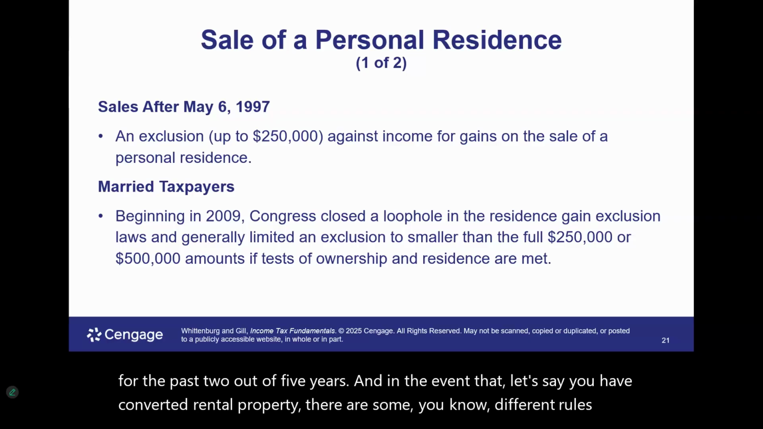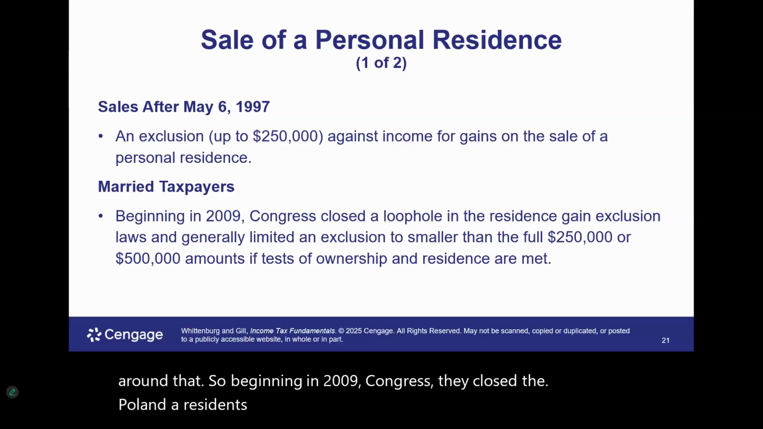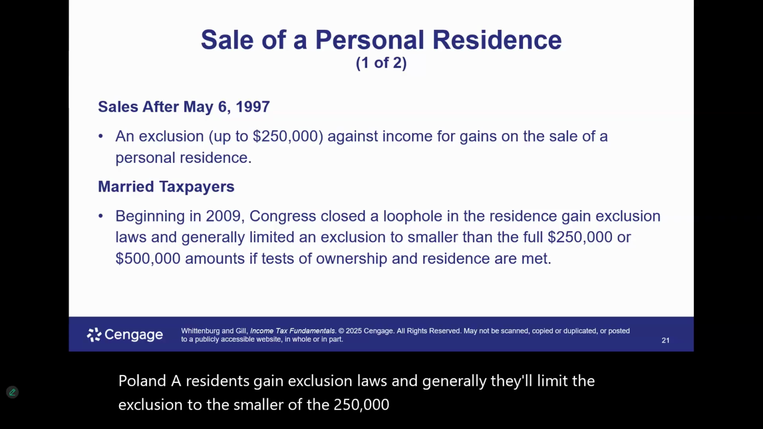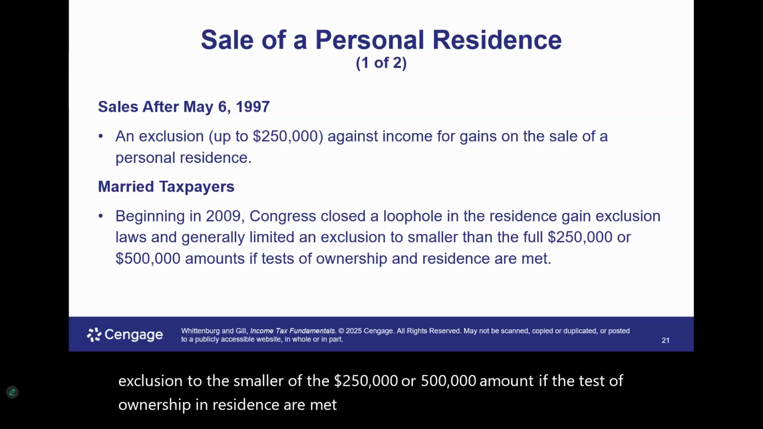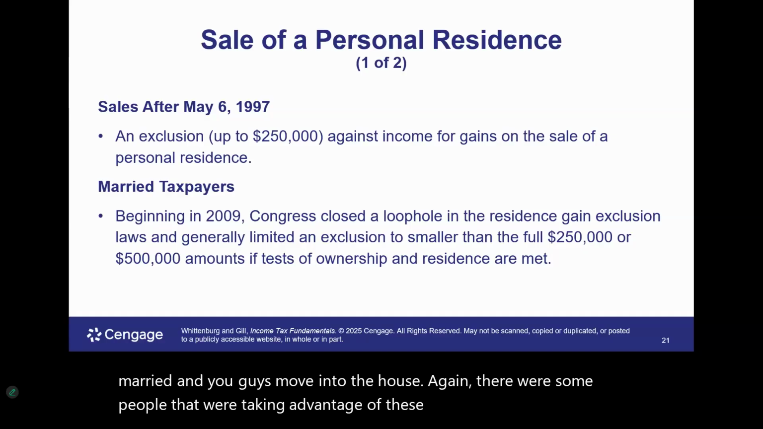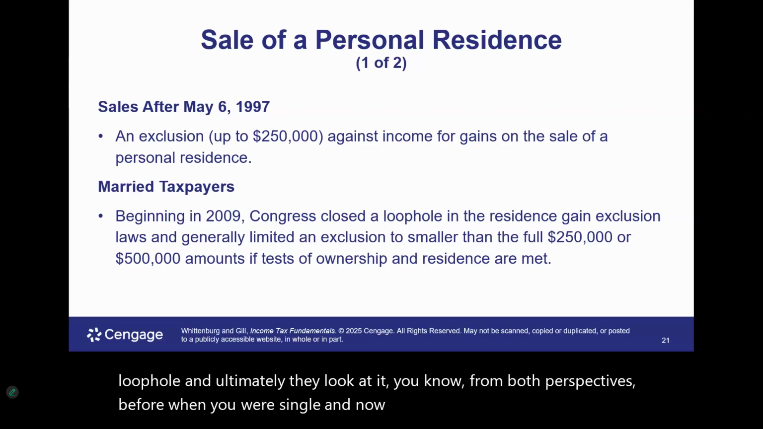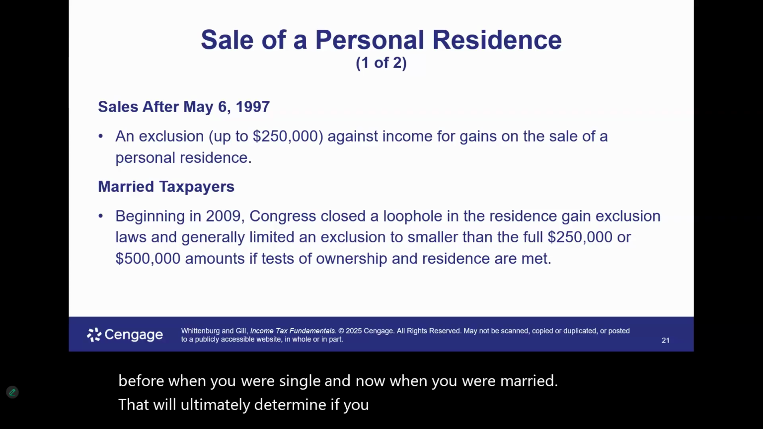So beginning in 2009, Congress closed a loophole in the residence gain exclusion laws, and generally they limit the exclusion to the smaller of the $250,000 or $500,000 amount if the tests of ownership and residence are met. So with that being said, let's say you get married and you move into the house. Again, there were some people taking advantage of these rules. So they closed this loophole, and ultimately they look at it from both perspectives: before, when you were single, and now when you are married. That will ultimately determine if you take the $250,000 or the $500,000 amount.